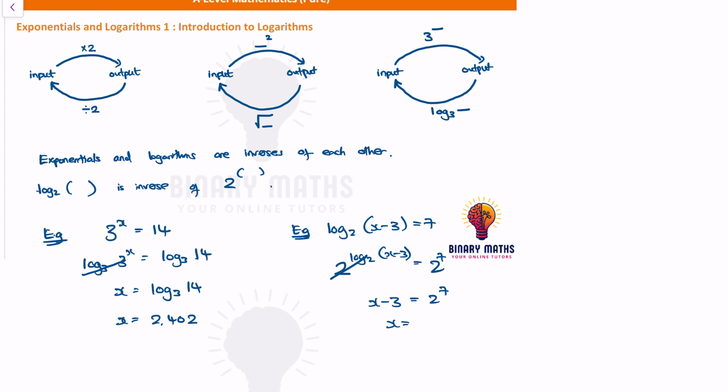So x will be equal to 2 to the power of 7 plus 3. We'll put that into our calculator. 2 to the power of 7 plus 3. x will be equal to 131.